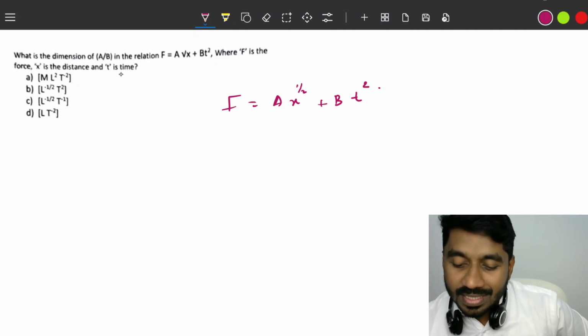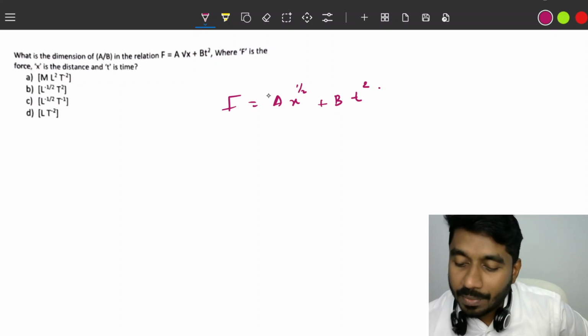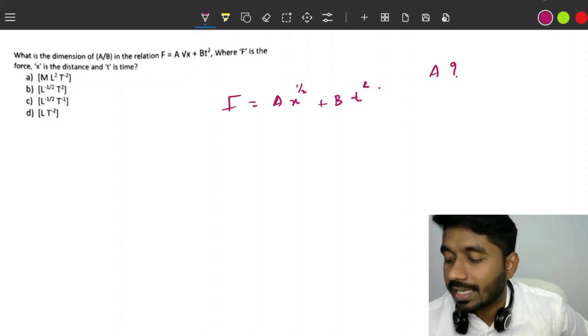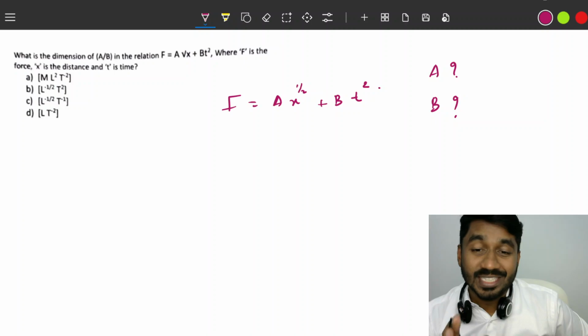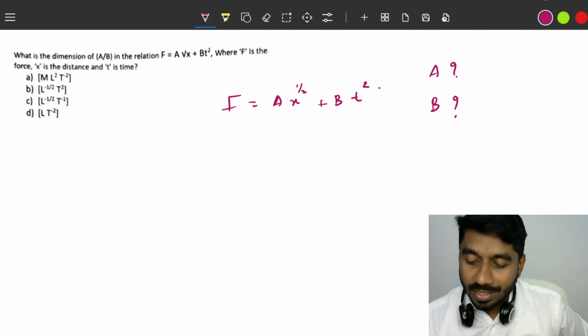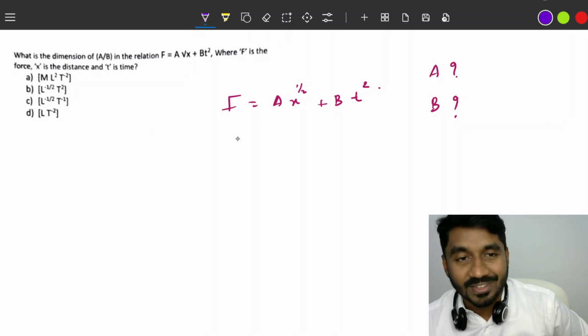Everything is given. It is very simple actually. We need to find A by B. So first, we need to find A, and we need to find B. Let me change some colors. All right, this is better, I feel.